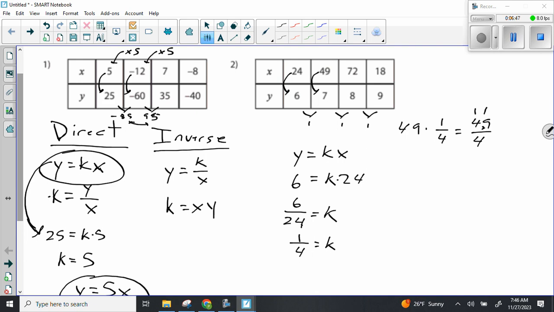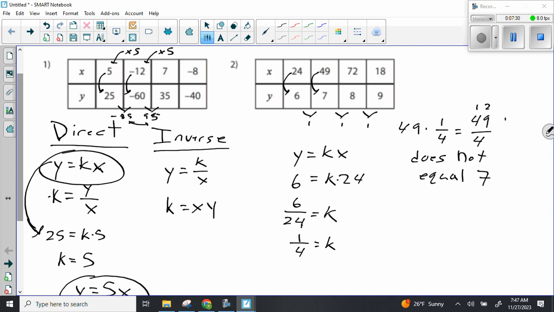Wait, what did I say? It should be 49 fourths, about 12.25. Sorry, my bad. So no, this is not direct variation. This constant of k is not working for this, because this is not what we need. It does not pass the test for direct variation.